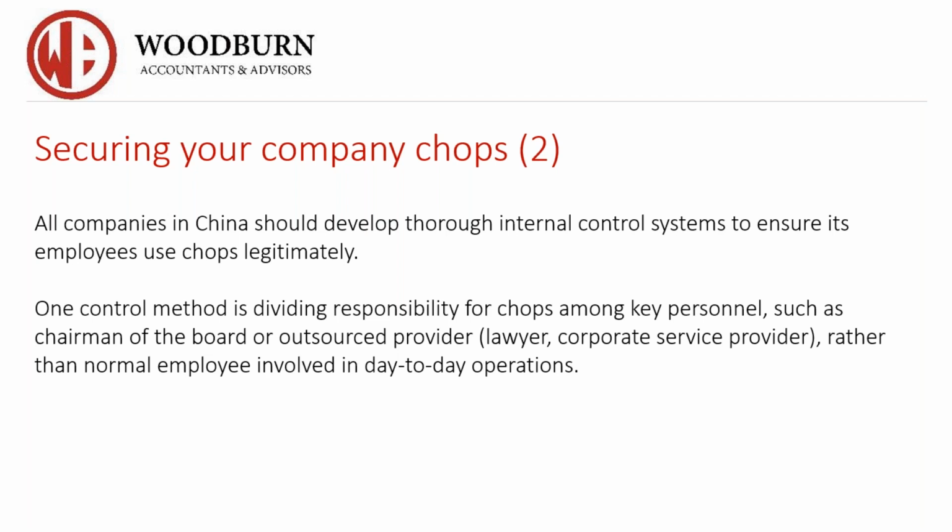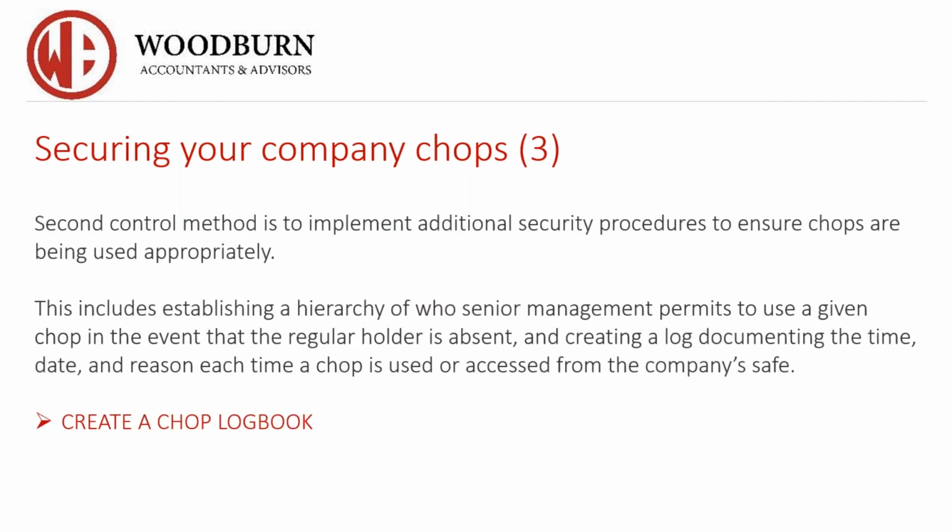The second control method is implementing additional security procedures, like, for example, a logbook, or having alternatives. So, for example, if somebody in the management or within your outsourced provider is going on holiday, that there is a replacement individual that has access to those company CHOPS so that you are never going through a period of inefficiency.